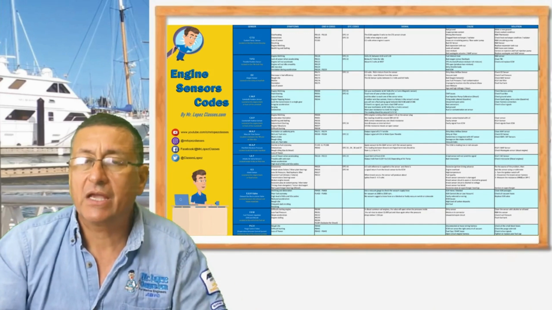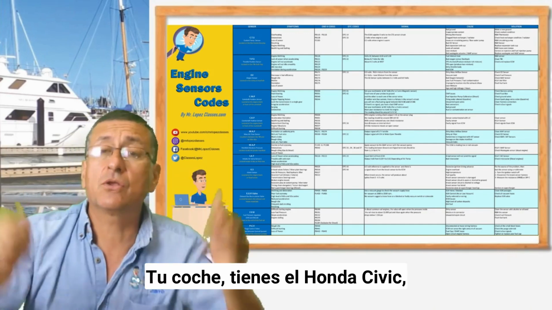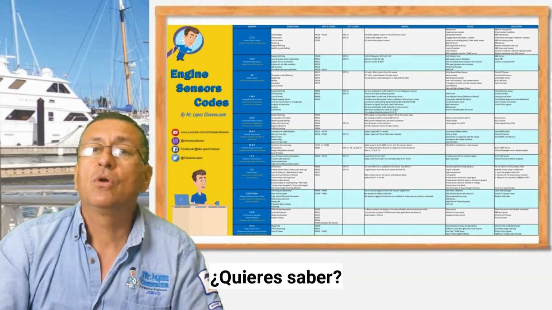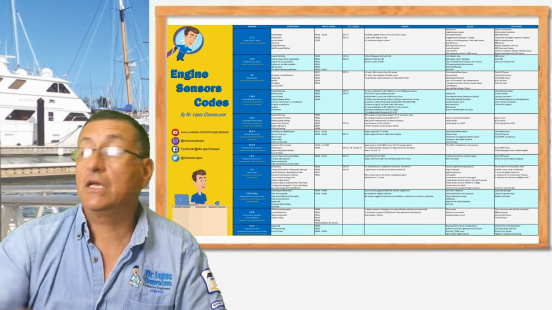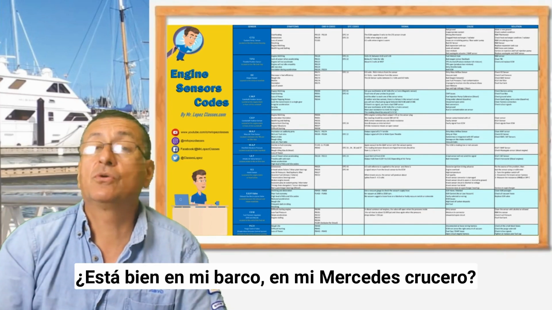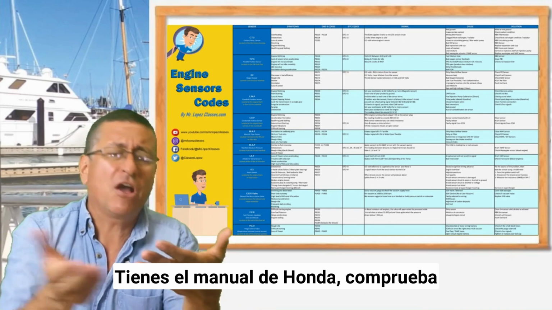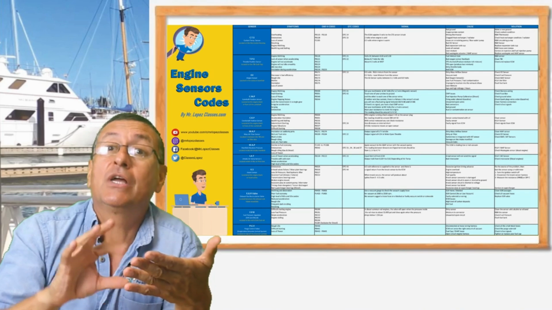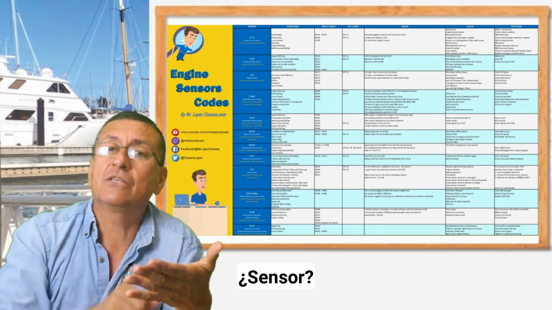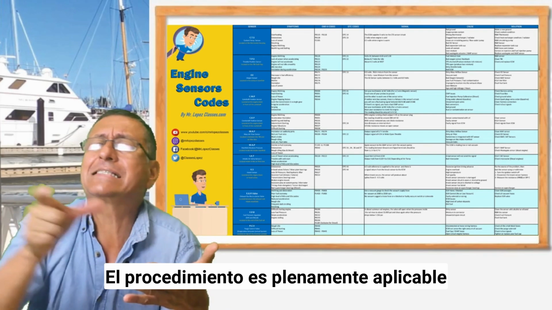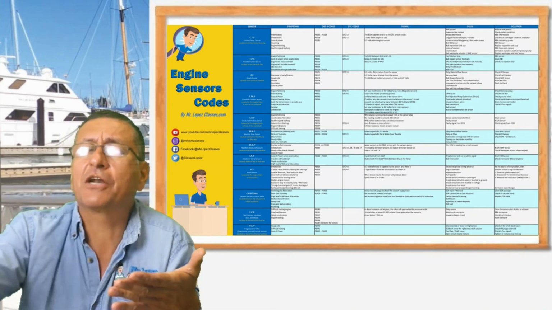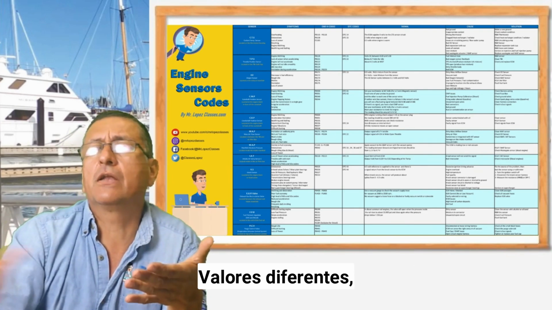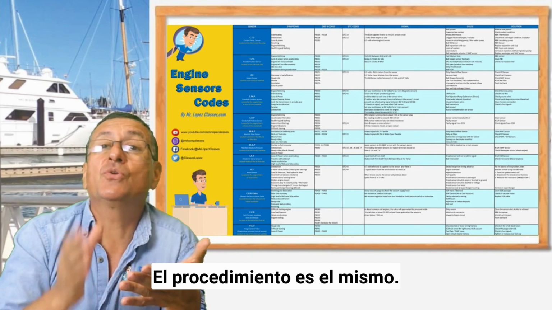In other words, if you have the manual of your car, a Honda Civic, and you want to know if the throttle position sensor in my boat, in my MerCruiser, is good or not, check in the Honda manual what the procedure is to troubleshoot that sensor. And that procedure applies exactly to your MerCruiser. Probably the values are different because MerCruiser uses different values, but the procedure is the same.